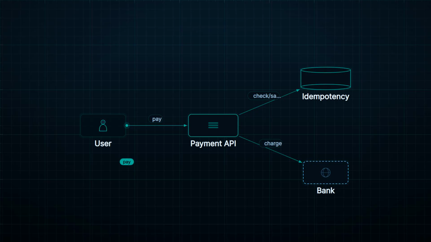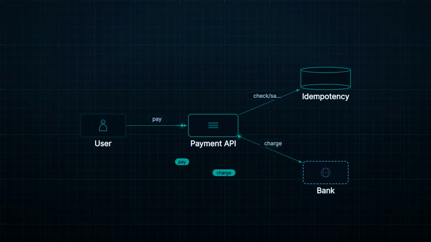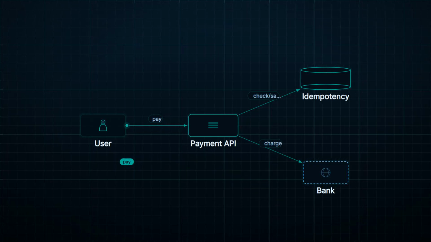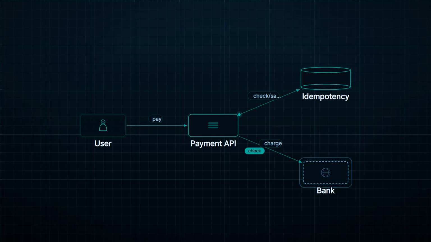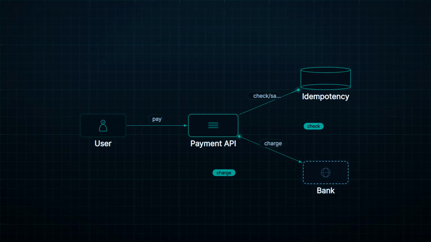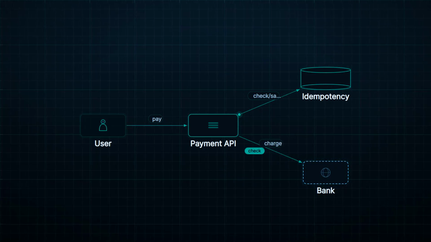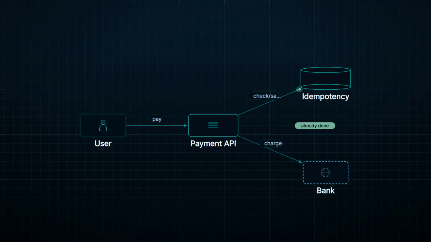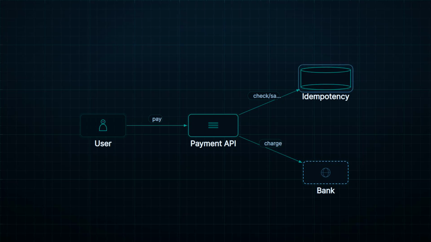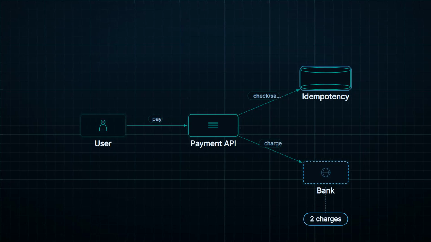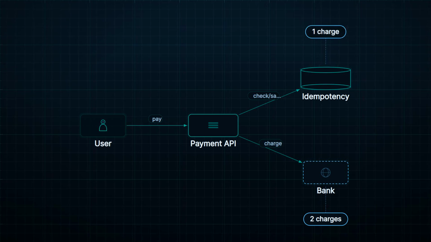Let's put the two paths side by side. Without idempotency, a duplicate payment request leads to two separate charges to the bank. With idempotency, the payment service checks the store first. The first request goes through, but the second finds the result and skips the charge. Without idempotency, the bank gets two charges. With it, only one. The idempotency key makes all the difference.